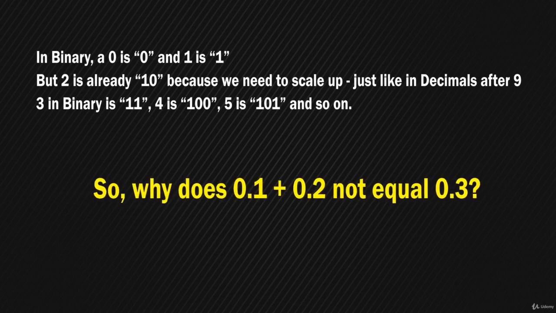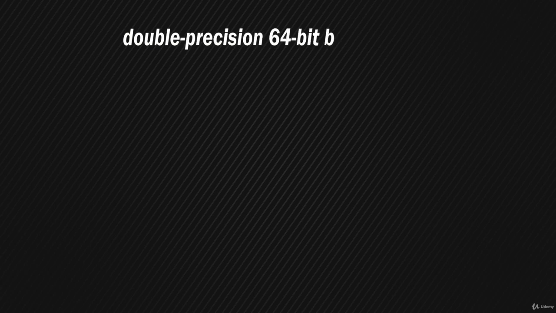Why does 0.1 plus 0.2 not equal 0.3 in binary? This isn't just a JavaScript problem. This happens in other languages as well. To find out why, let's just recap a little bit. Remember how we said the ECMAScript standard only recognizes one number type in JavaScript, and that is the double precision 64-bit binary format?